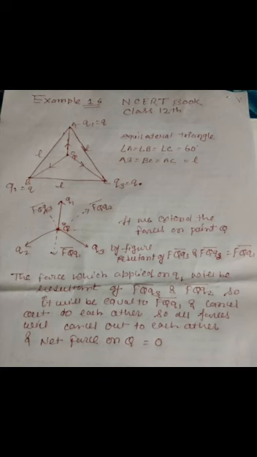Here one equilateral triangle is given in the question, which has some point charges on the vertices, that is q1, q2, q3, and the value of these charges is q. The sides are also given, that is L. So it is an equilateral triangle, so all angles are 60 degrees.